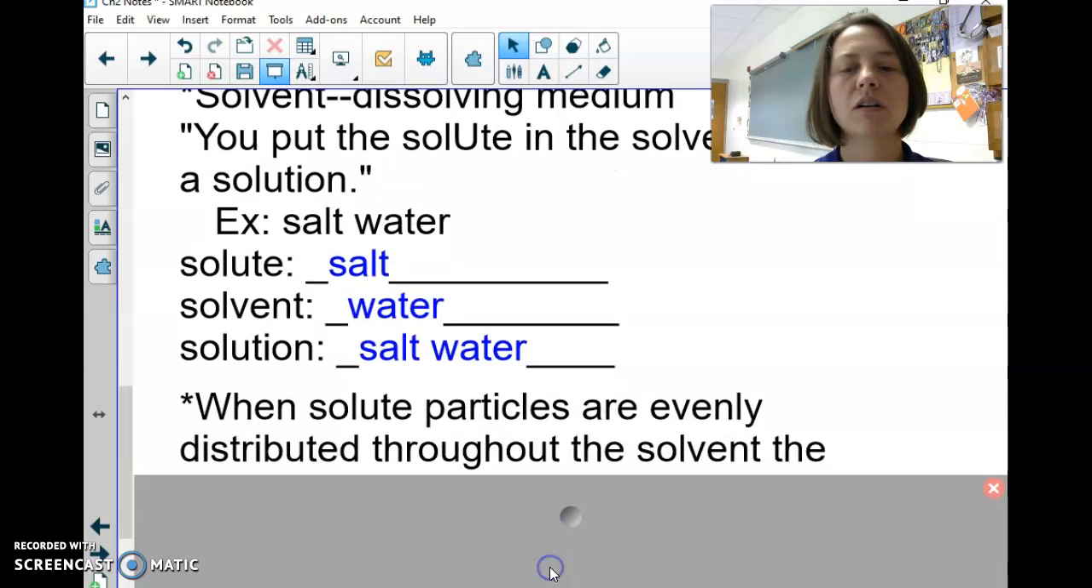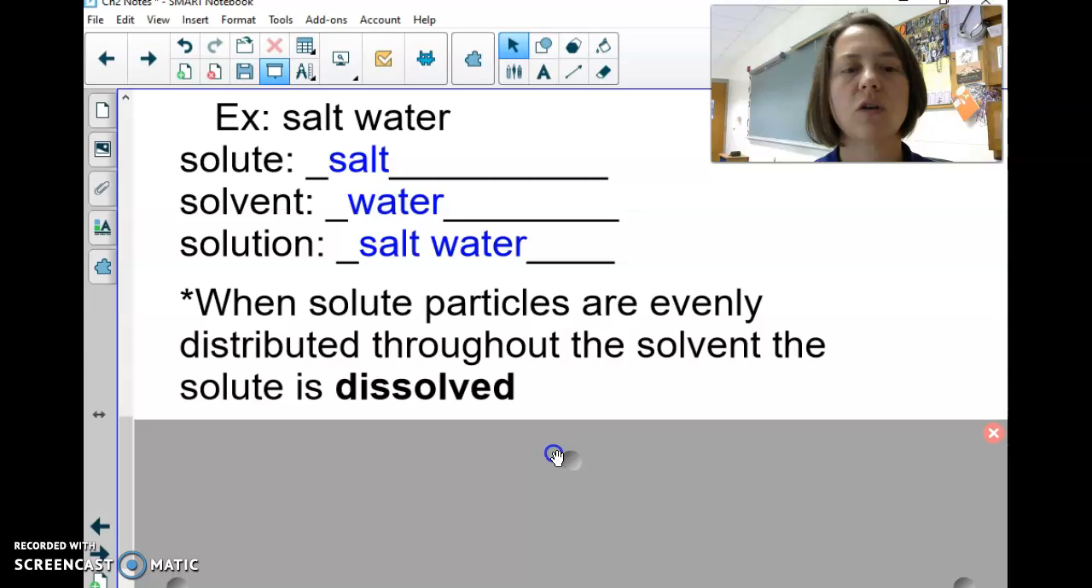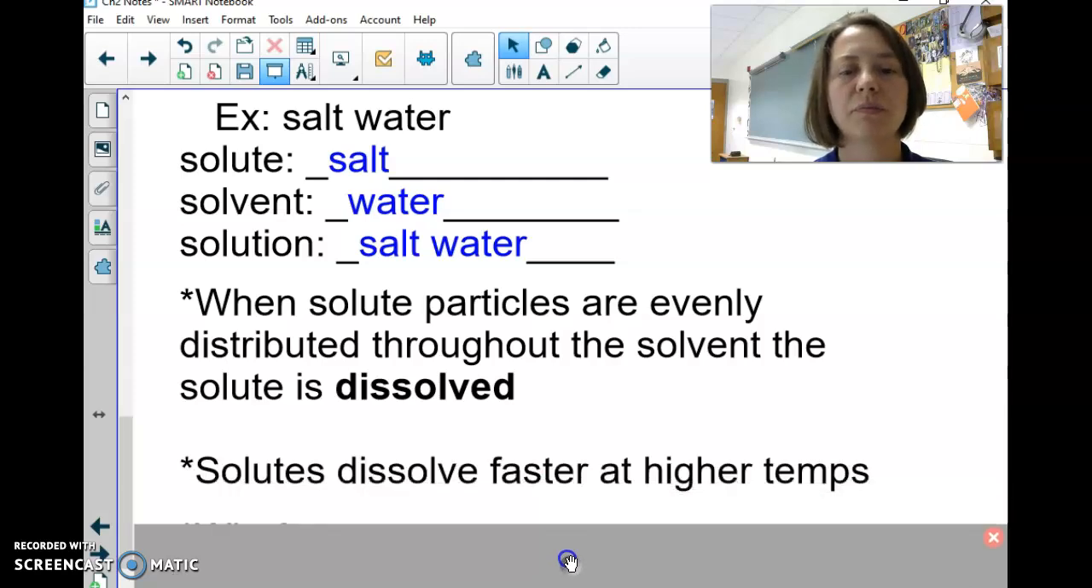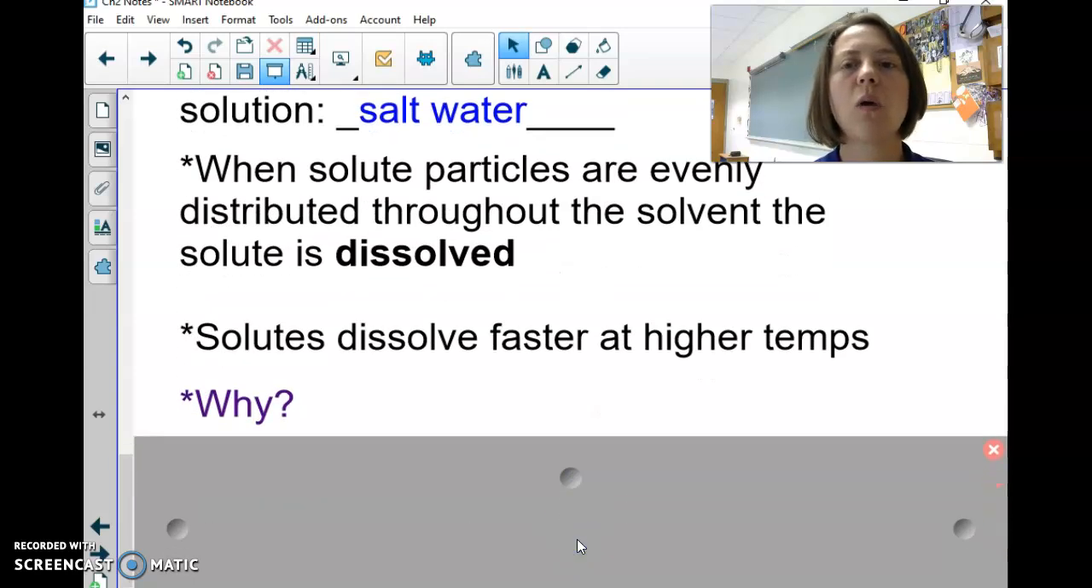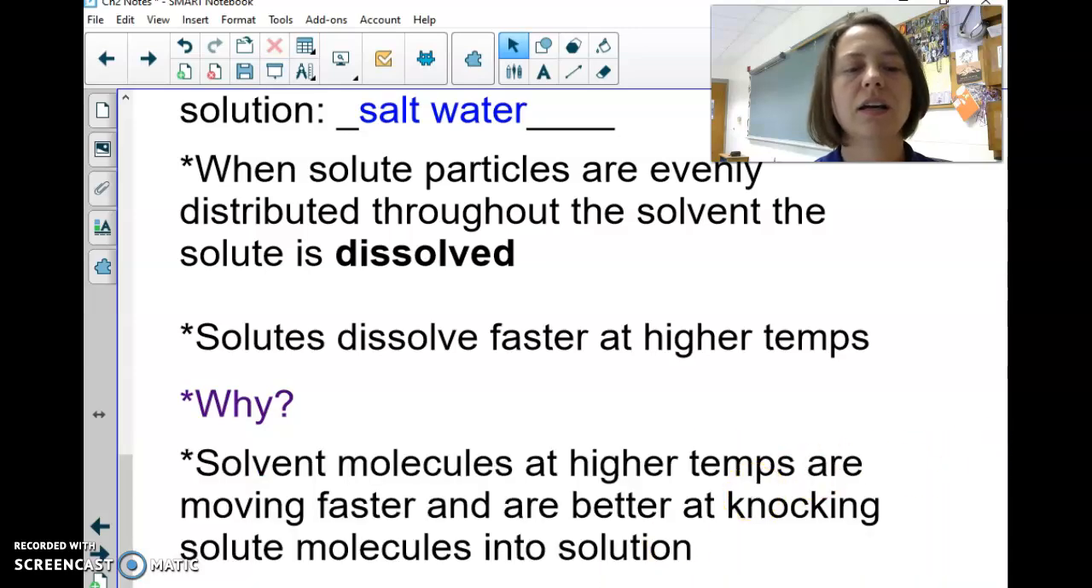When solute particles are evenly distributed throughout, the solute is considered dissolved. And solutes dissolve faster at higher temps. Why do you think this is? It is because solvent molecules at higher temps are moving faster and are better at knocking solute molecules into the solution. So please write that down.